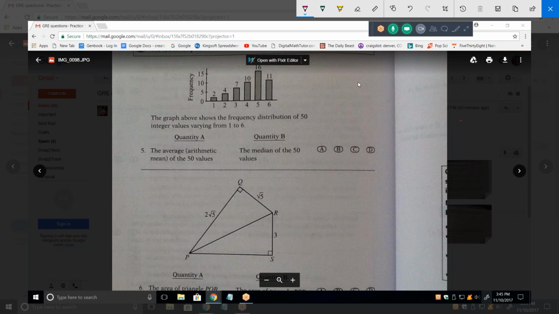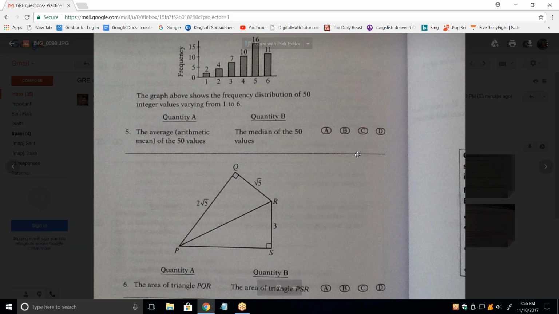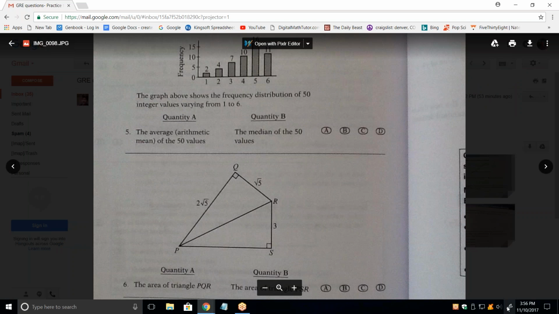There's a lot of problems on the GRE that are kind of hard to explain mathematically, but you can actually figure them out based on, I guess, some sort of logic.